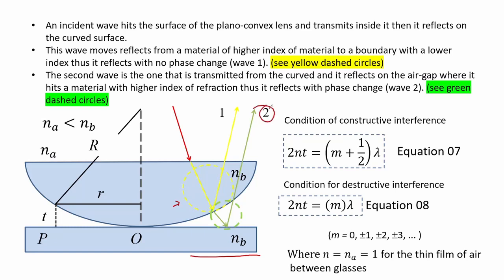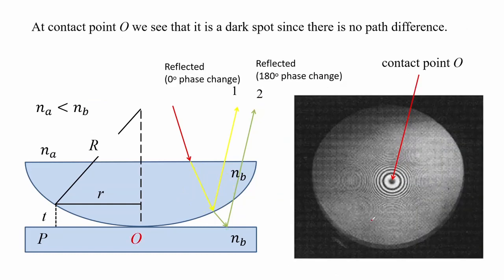The constructive interference condition is given by equation 7, and the condition for destructive interference is given by equation 8. The air gap between the curved glass and flat glass is the thin film of air, so the index of refraction mentioned in equations 7 and 8 is for air. Comparing the figure of the light and dark fringes, we see that at the middle of the curved lens there is a dark spot, which suggests that at the contact point O there is destructive interference, thus no phase difference.